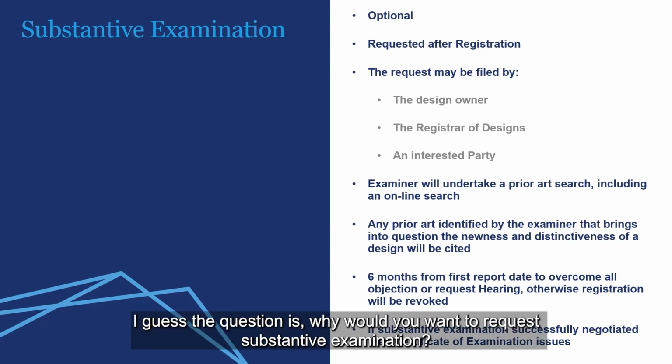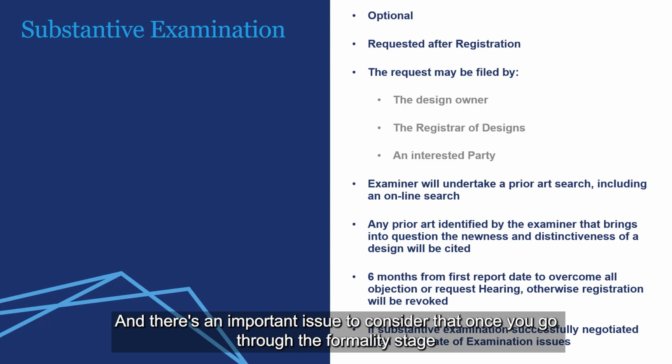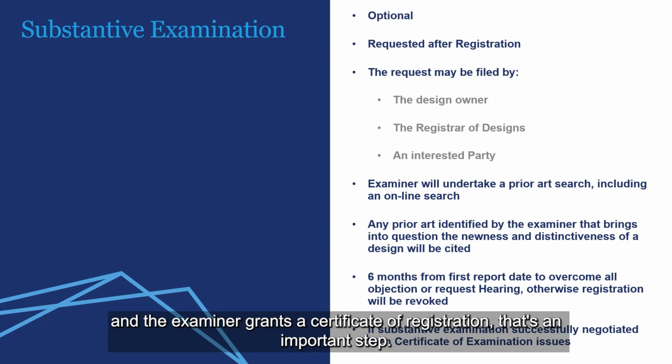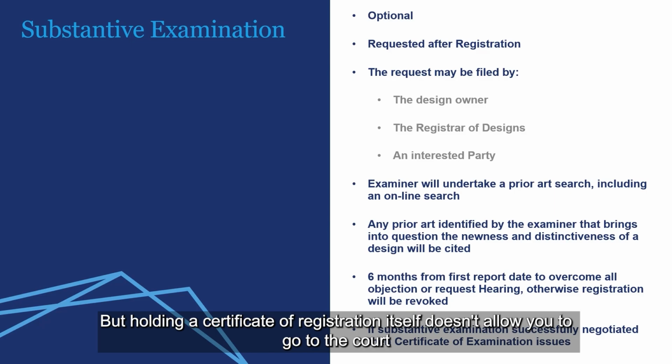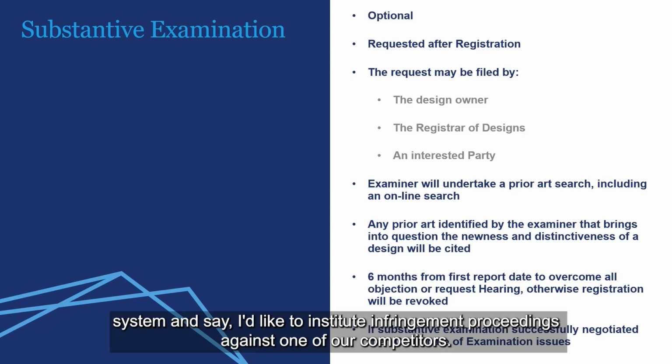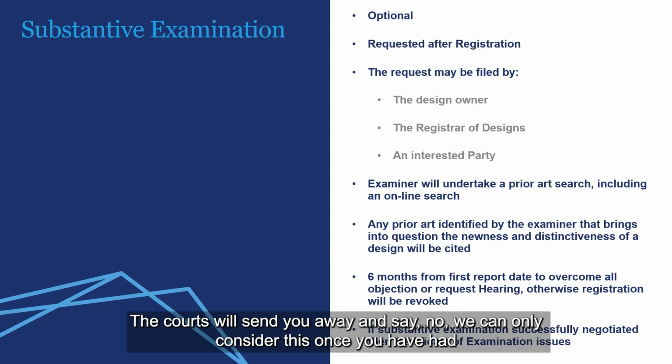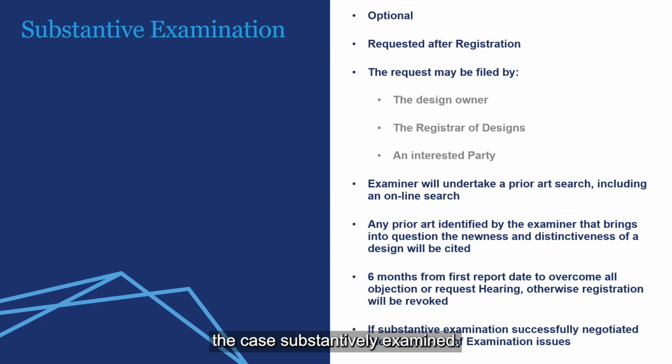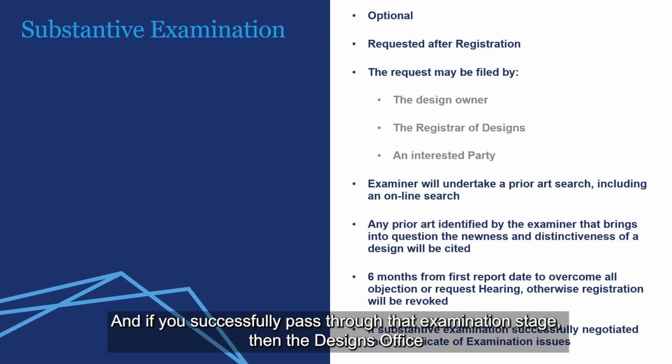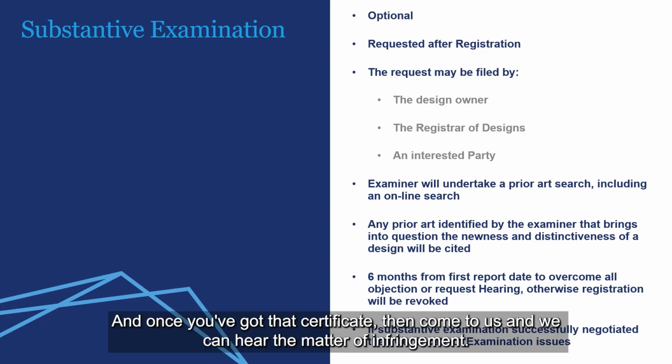I guess the question is, why would you want to request substantive examination? There's an important issue to consider: once you go through the formalities stage and the examiner grants a certificate of registration, that's an important step. But holding a certificate of registration itself doesn't allow you to go to the court system and say, I'd like to institute infringement proceedings against one of our competitors. The courts will send you away and say, no, we can only consider this once you have had the case substantively examined, and if you successfully pass through that examination stage, then the Designs Office will issue a certificate of examination, and once you've got that certificate, then come to us and we can hear the matter of infringement.